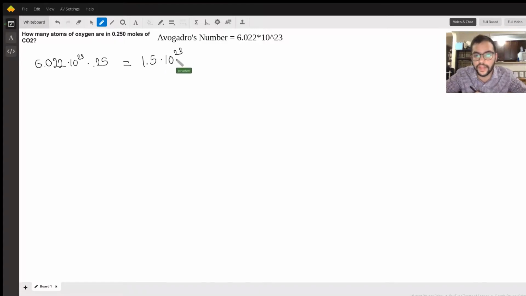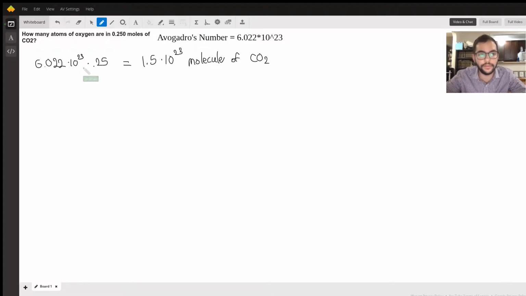Okay, so this is how many molecules of CO2. We now converted from moles to molecules simply by multiplying the number of moles by Avogadro's number, 6.022 times 10 to the 23rd.